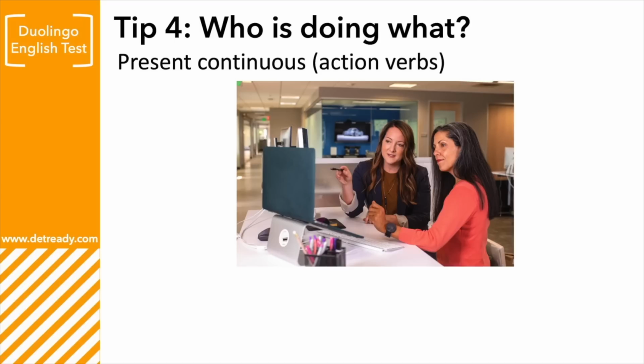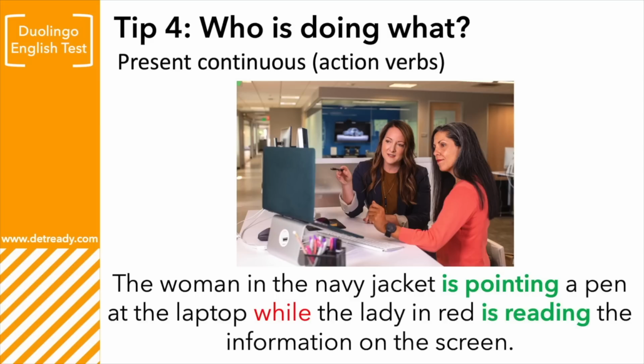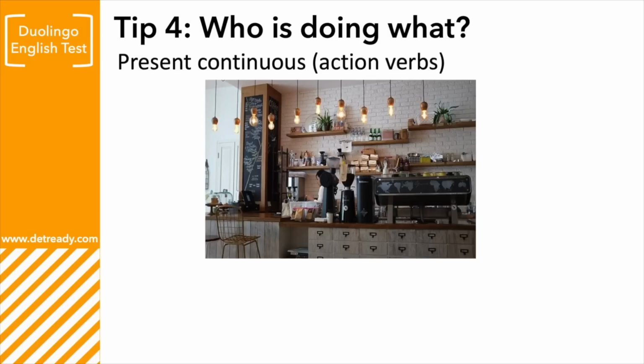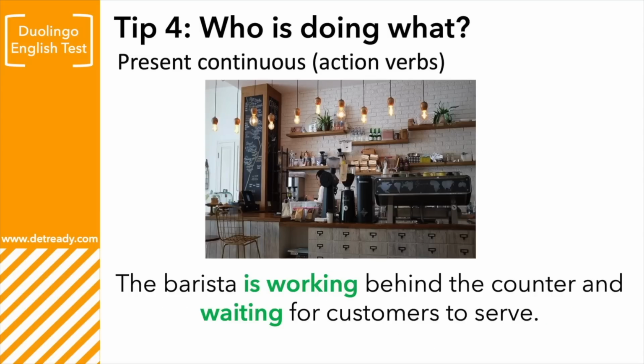You can use the present continuous and action verbs to do this well. So let's take a look at this photo. What are the 2 ladies in this photo doing? Here's an example answer. The woman in the navy jacket is pointing a pen at the laptop, while the lady in red is reading the information on the screen. How about this photo again? You could say, the barista is working behind the counter and waiting for customers to serve. If there are people or animals or something moving in the photo, then this becomes very easy. You just use the present continuous tense.